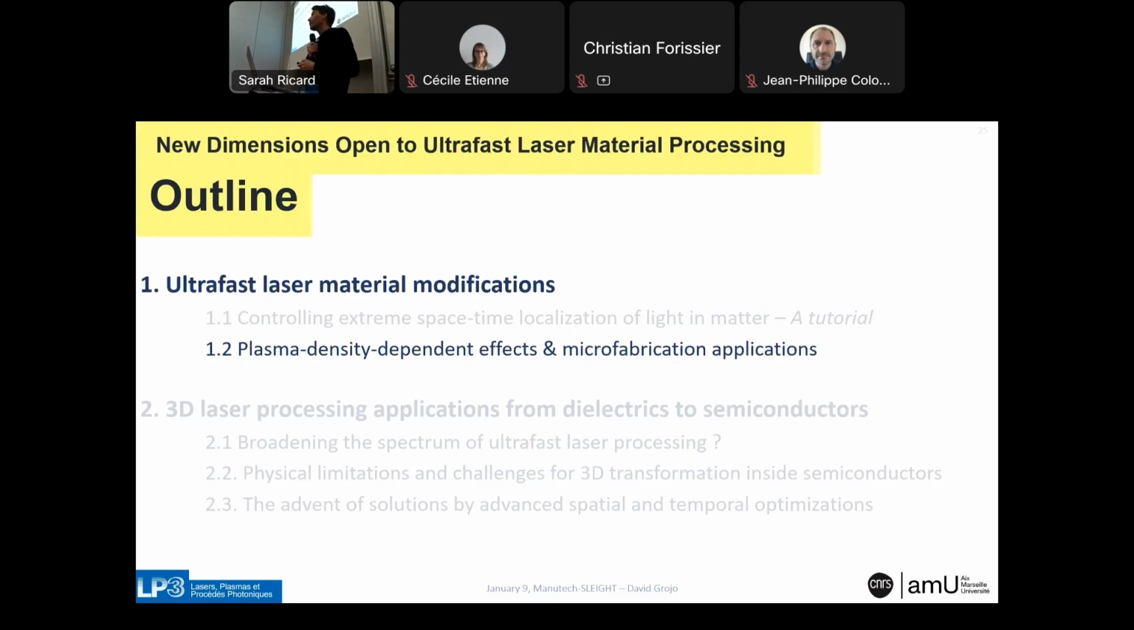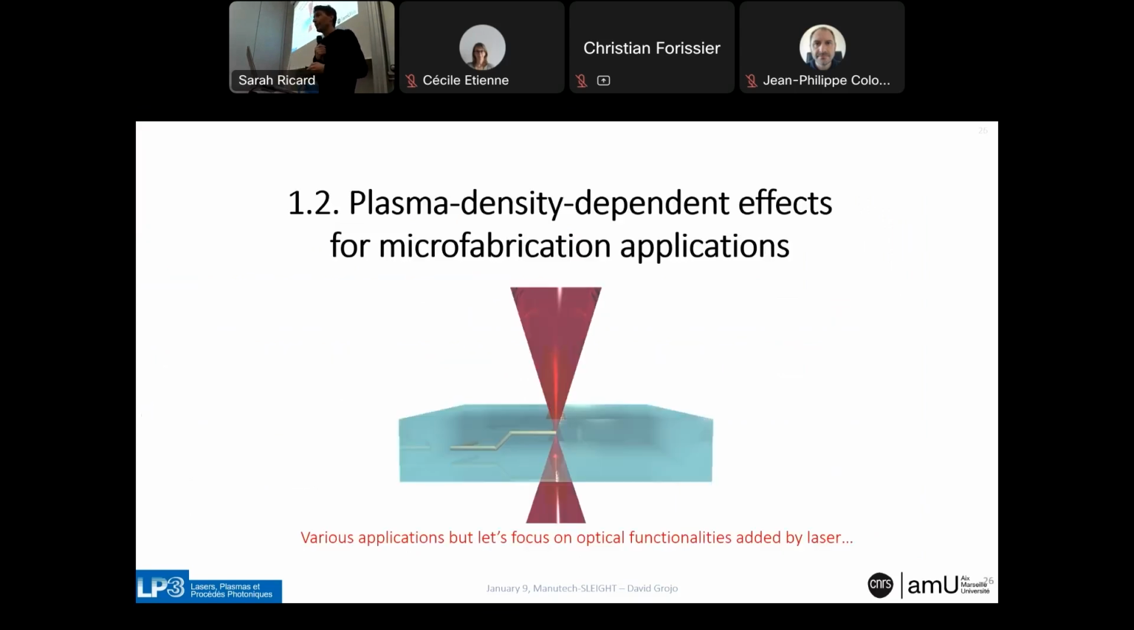So after this introduction, I move to the second part, where I will briefly describe the simple applications that you can address with this type of approach. That depends on the excitation densities, obviously. But again, on these few examples, I will concentrate on optical functionalities that can be created by laser writing.